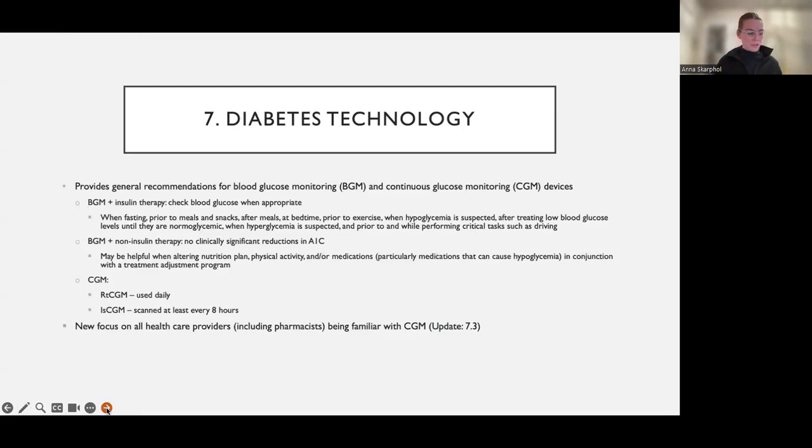And then CGM, there's 2 different kinds. We've got a real-time CGM, and then also an intermittently scanned CGM. So that's just important to be aware of. But something they added this year, there's a new focus on all healthcare providers, including pharmacists, being familiar with CGM. As pharmacists in a community pharmacy, we're often dispensing the CGM, but as you guys know, sometimes patients come in and they maybe don't understand how it works, or they don't understand why their meter's not working, or they don't understand their report. And so those are all things that if we're well versed in them, we can really help coordinate the whole diabetes care process.